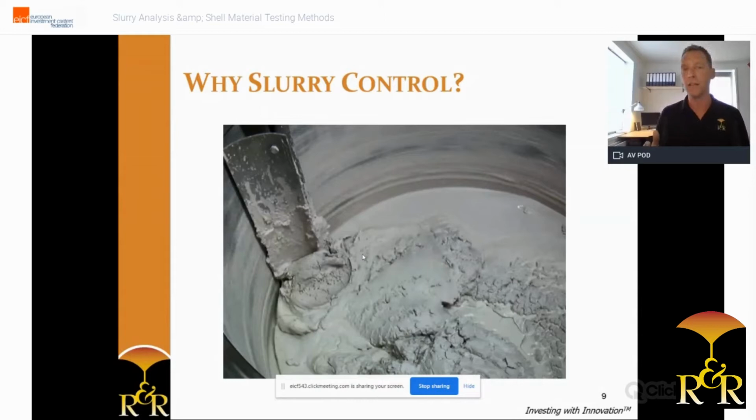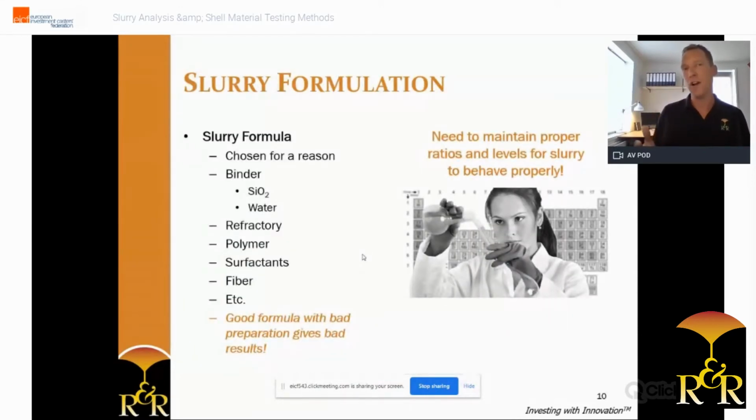You need to understand that a slurry formulation is chosen for a very specific reason. Often we make a unique formulation for a foundry, and these formulations consist of course of the binder, which is SiO2 and water, refractories, polymers, and effectants. In some cases we add fibers to a slurry, etc. The behavior and the characteristics are a key element to produce successful castings, and we need to maintain these ratios for the slurry to behave properly, because in the end, a good formulation with bad preparation and bad controls will give bad cast results.